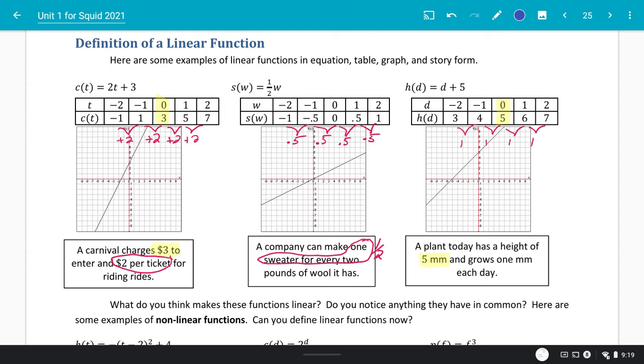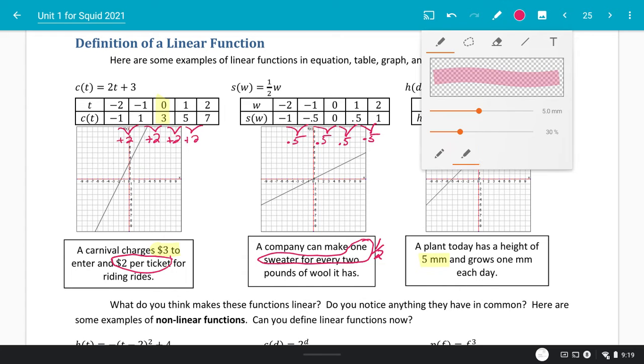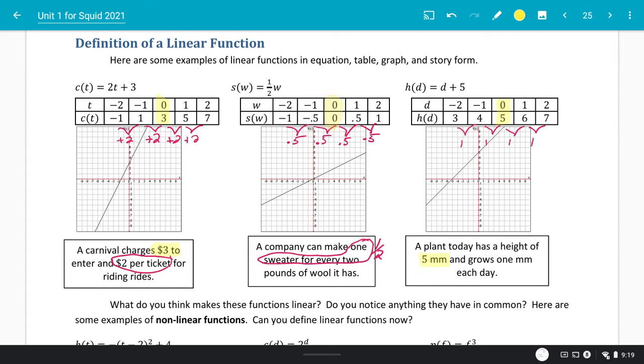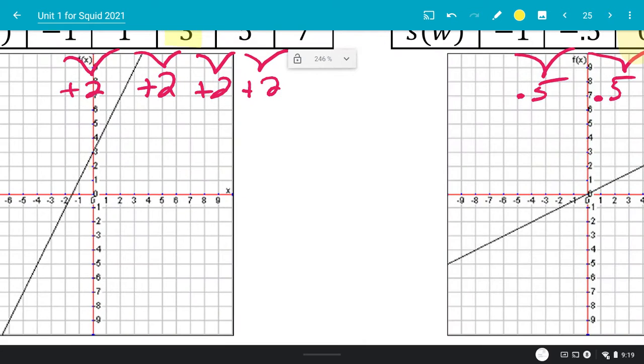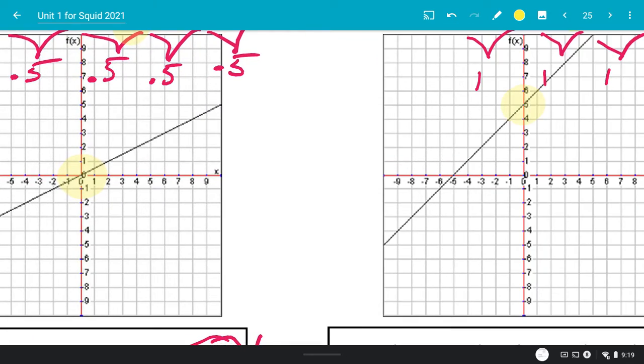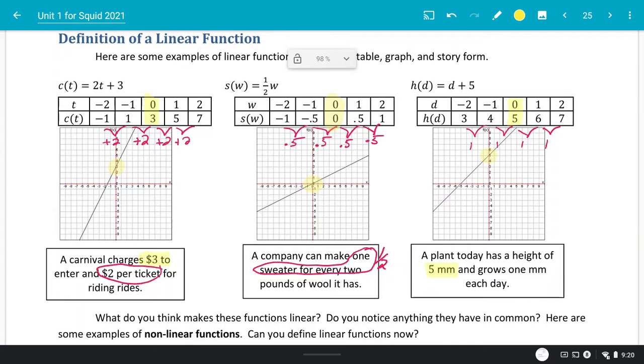Notice that I highlighted in yellow the initial values. I guess I missed one. Let me get that one I missed. What is our initial value? It's our value when the input is 0. Do you see that in the tables? Our initial value is also our y-intercept. Can you see that now in the graphs?